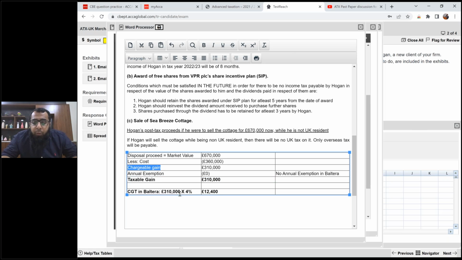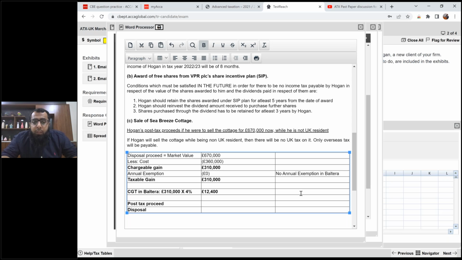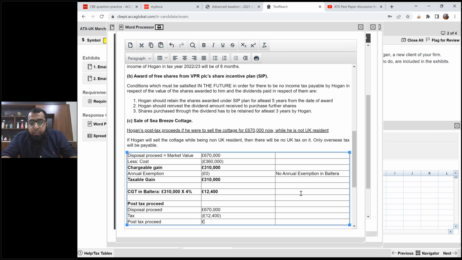Okay, what did he ask from us? He asked us to calculate the post-tax proceed. The disposal proceed was 670,000, the capital gains tax is 12,400. So the post-tax proceed is 657,600.